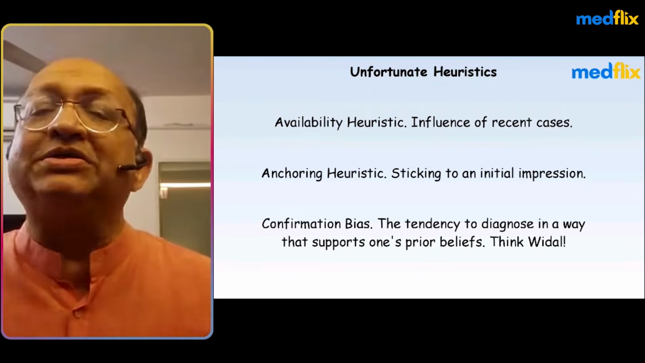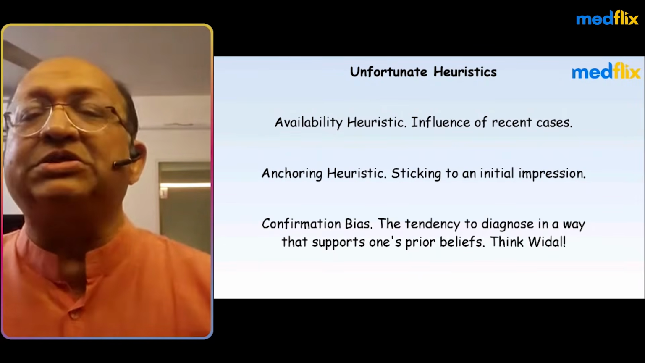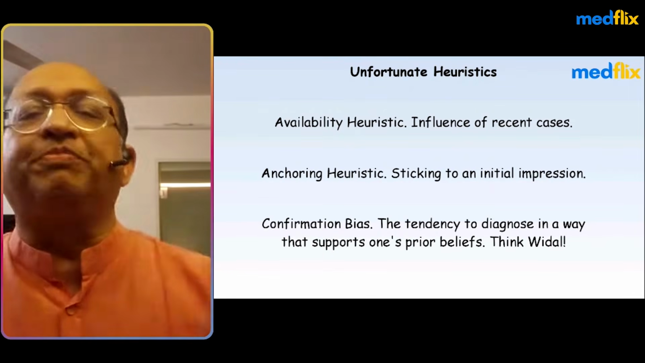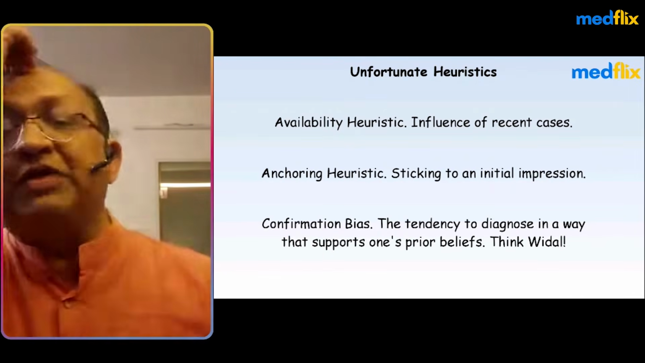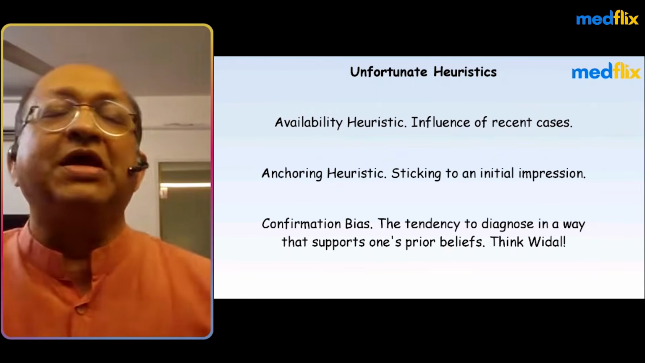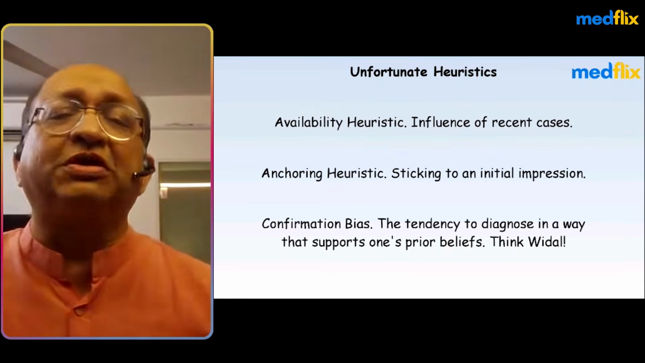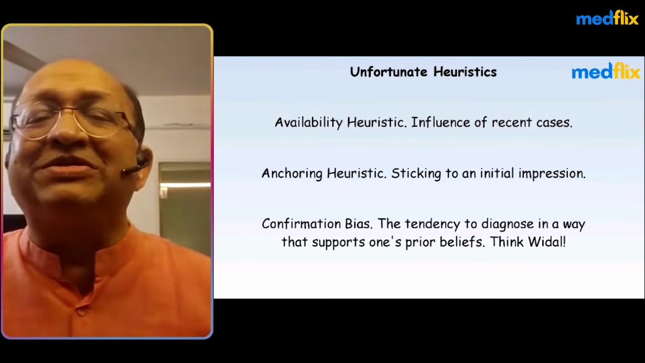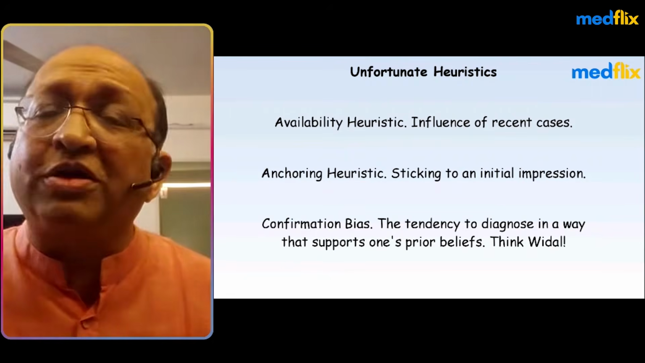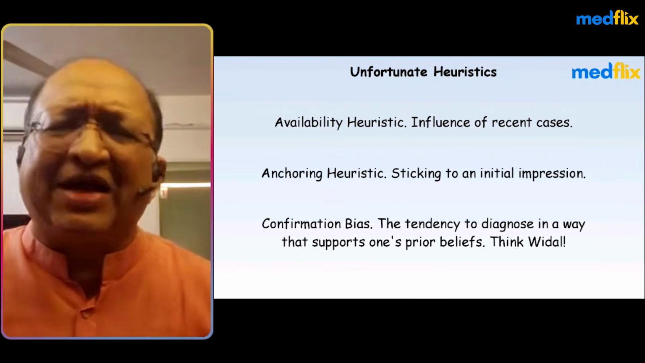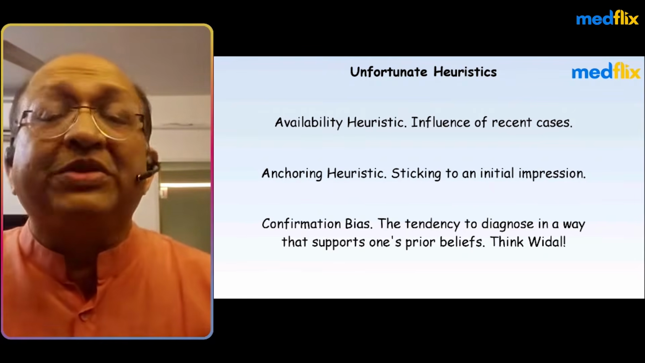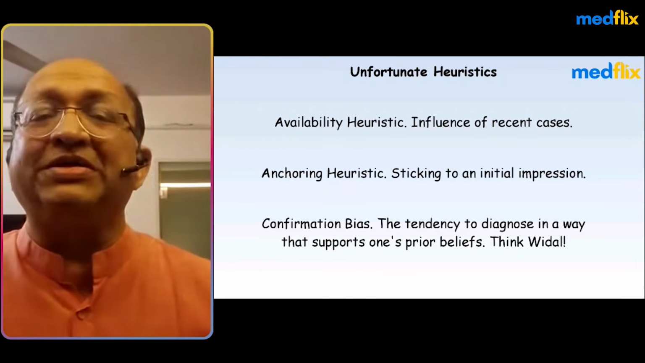And the third heuristic is confirmation bias, the tendency to diagnose in a way that supports your own prior beliefs. You believe that Vidal is a good test, and a fever patient comes with fever of 5 days. You do a Vidal and it is positive. You have not bothered to see the patient's legs, and the patient has cellulitis in the legs. Why did you not bother to see the patient's legs? Because you know it is typhoid. You are sure this is typhoid, and even Vidal is positive. That is called confirmation bias.